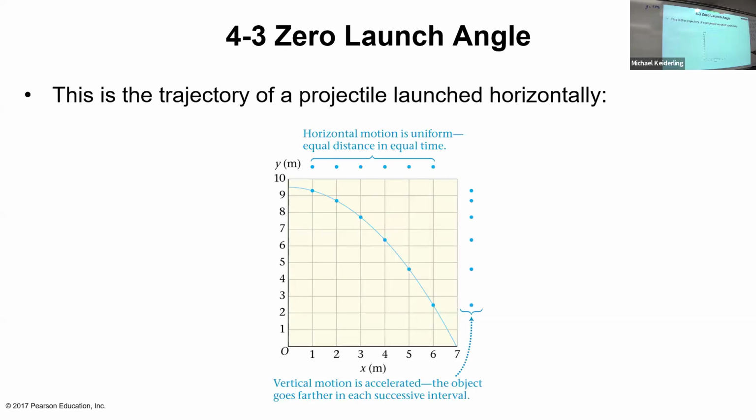So here's an example of the trajectory of a projectile that is launched horizontally. Every unit of time, it will travel the same distance horizontally, and it will fall. It will drop down faster and faster, and so it forms a parabola.